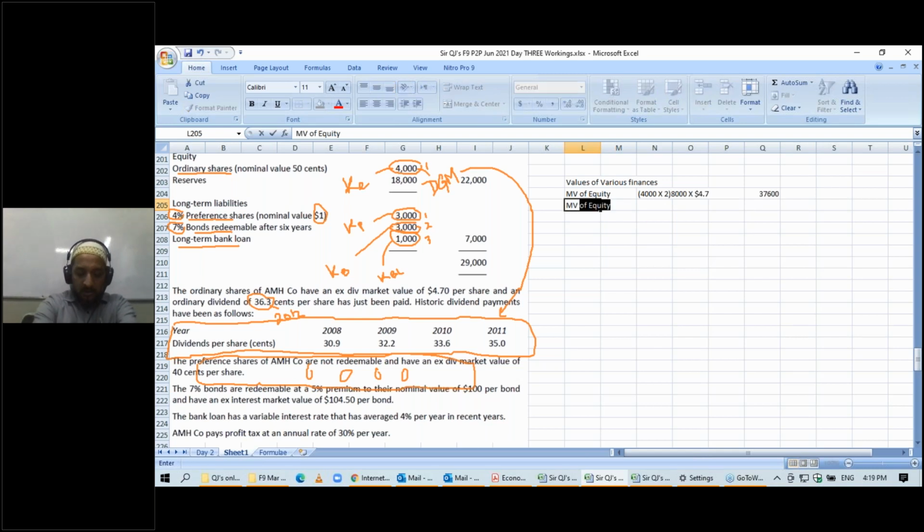Then we come on to the market value of preference shares.